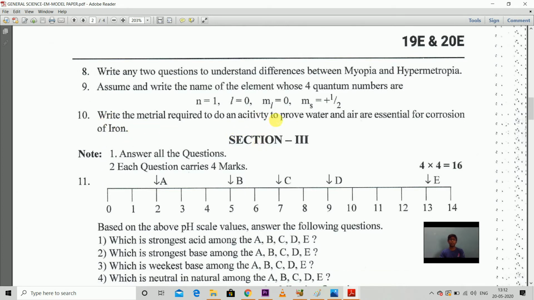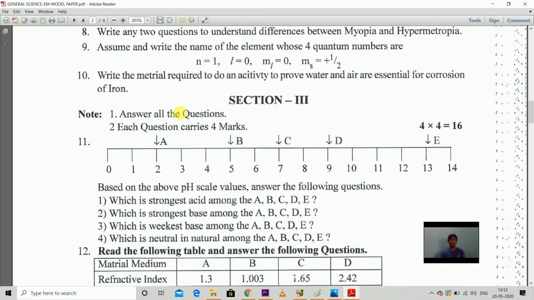Here, if you observe the materials also, you have many activities. Based on those activities, for 2 marks they ask what are the materials required. So you have to read the materials required also. Now coming to the third section.